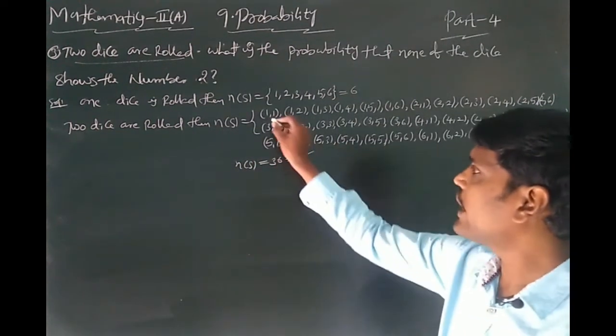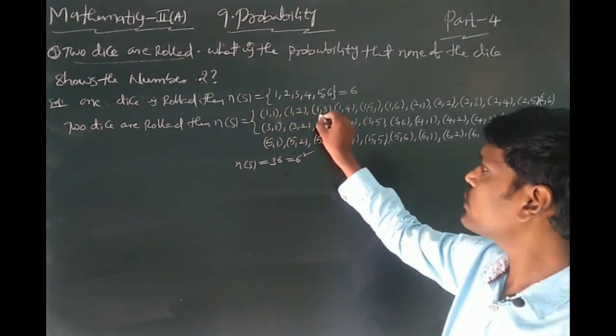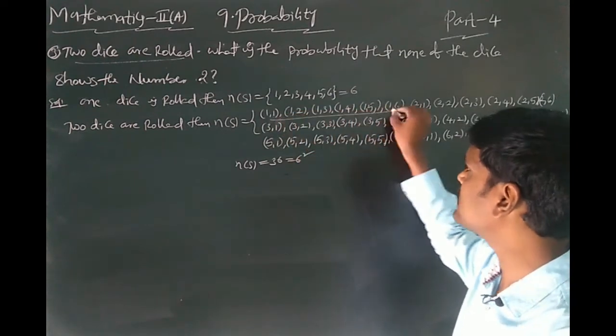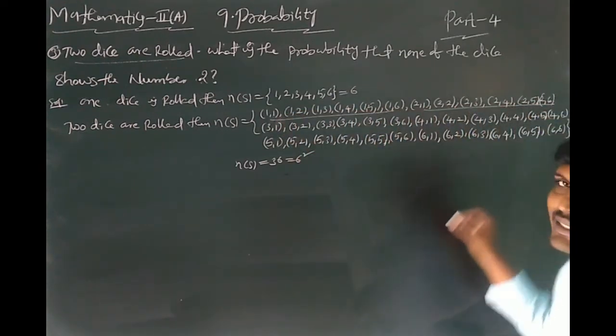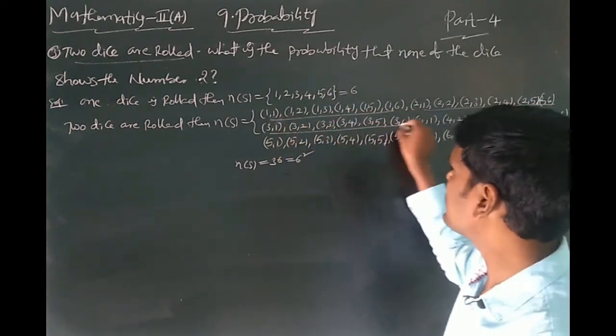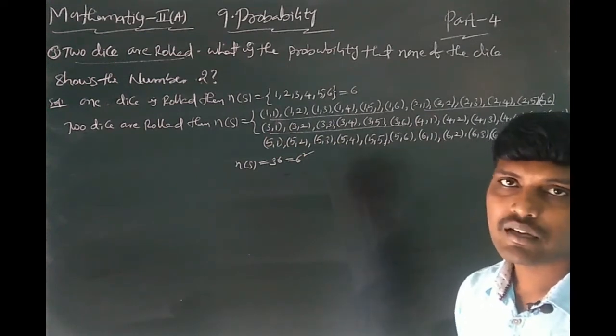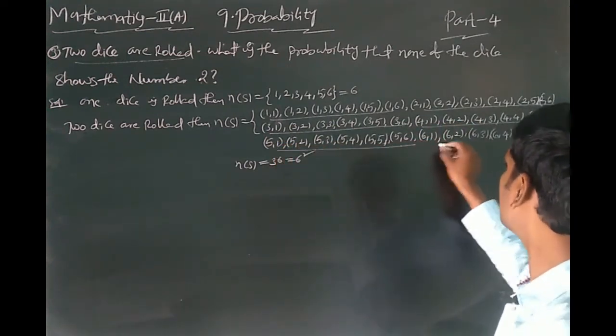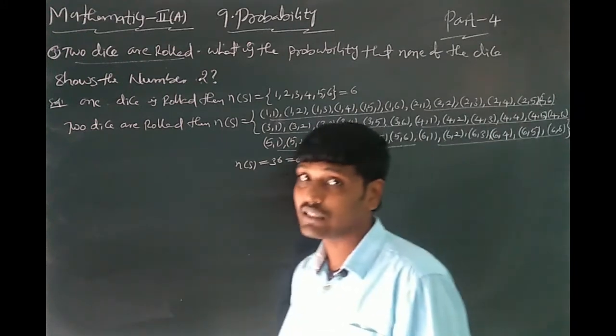Here you can write (1,1), (1,2), (1,3), (1,4), (1,5), (1,6). This 6, here also 6, plus 6 is 12, 12 plus 6 is 18, 24, 30, 36. Total 36 outcomes.